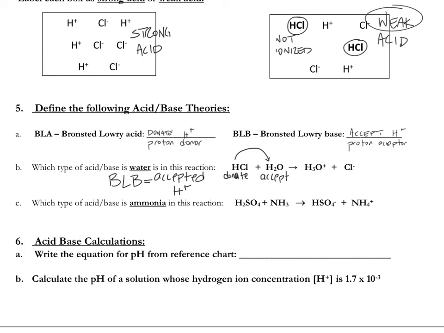Okay, and the next one says, what is ammonia? Well, I've got sulfuric acid plus ammonia produces HSO4 and NH4. So NH3 became NH4 because it gained a hydrogen from sulfuric acid. So ammonia accepted a proton, so it is also a Bronsted-Lowry base.